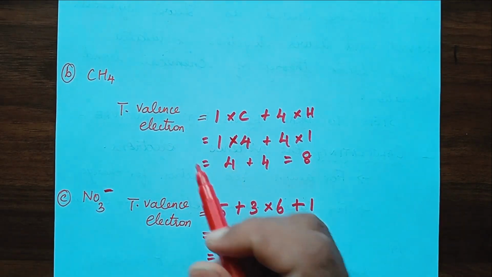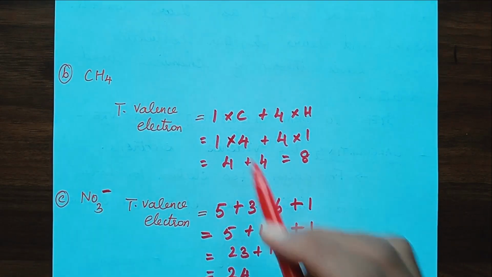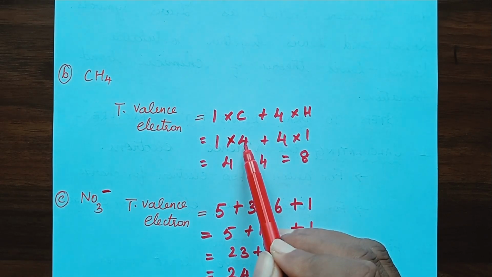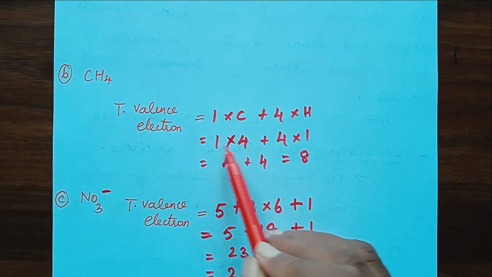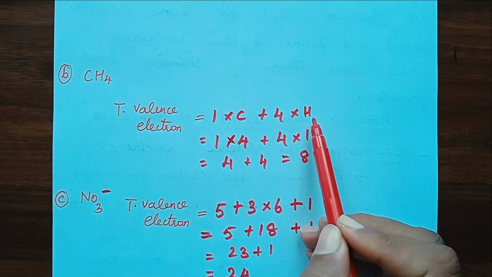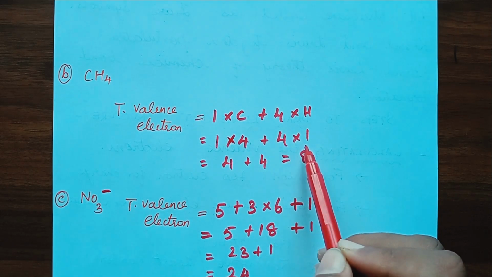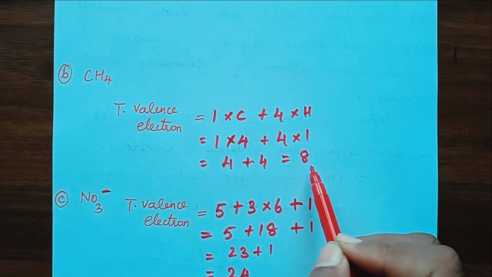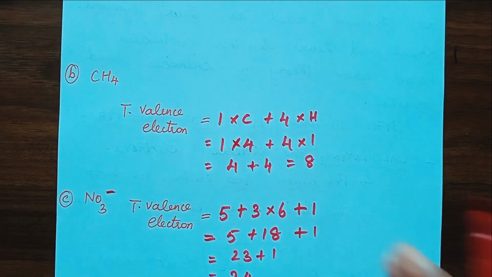Next we go for CH4. For CH4 there is 1 carbon atom and 4 hydrogen atoms. The valence electron for carbon is 4, so 1 into 4, plus we have 4 hydrogen atoms, so 4 into the valence electron of hydrogen, which is 1. So 4 into 1. Totally 4 plus 4 will give 8. So the total number of valence electrons is 8 for CH4.